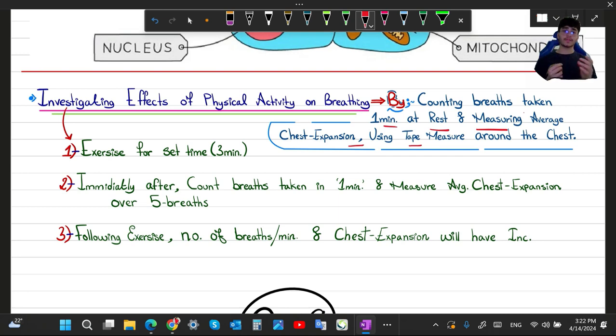So to do this, we exercise for a set period of time. We do some vigorous activity to get our heart rate and breathing rate increased, for approximately 3 minutes. Immediately after you have finished the exercise, you count the number of breaths taken in 1 minute and measure the average chest expansion. How much has the chest expanded over 5 breaths? Following this exercise, the number of breaths per minute and chest expansion will have increased, and this is how you investigate the effect of physical activity on breathing.